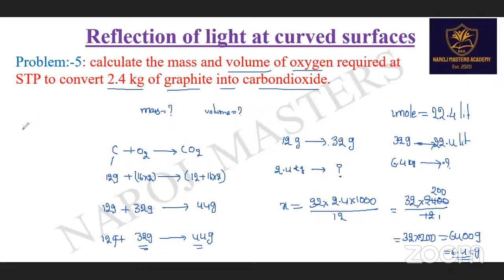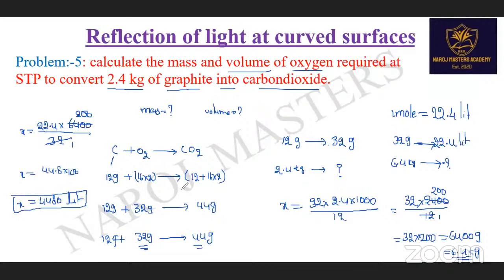Again cross multiplication. So x is equal to 22.4 into 6400 grams by 32 grams. 32 once, 32 200 times. Then x is equal to 22.4 into 2 is 44.8 into 100, that equals 4480 liters. What is the volume of oxygen here? 4480 liters of volume. Very good answer.